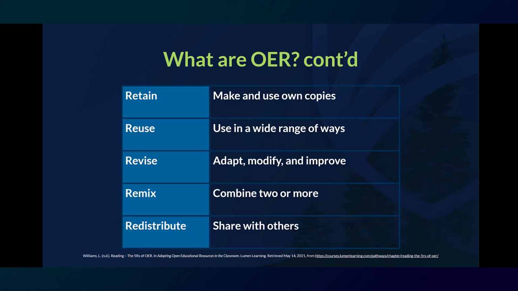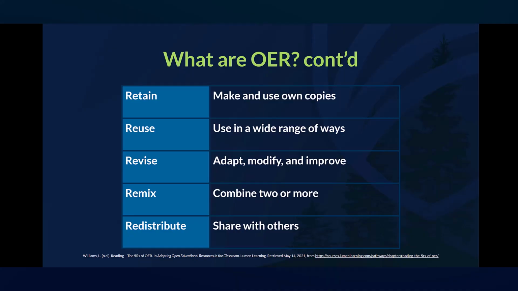When thinking about traditional OER, we think about the 5 R's. Traditional OER allow you to do the following: retain, which is the right to make and control copies of the content; reuse, the right to use the content in a wide range of ways, such as in a class, in a study group, on a website; revise, the right to adapt, modify, or alter the content.